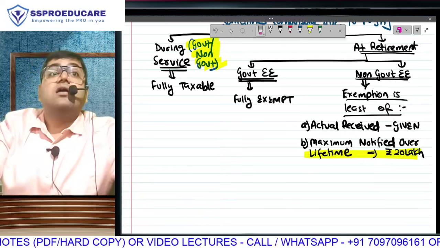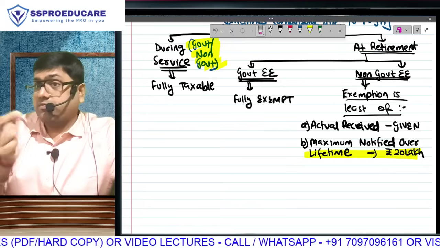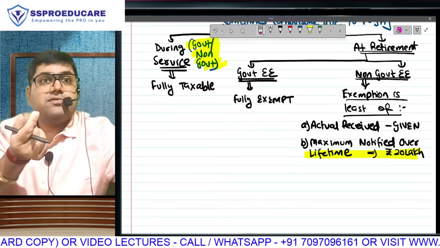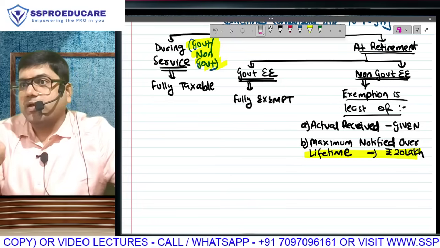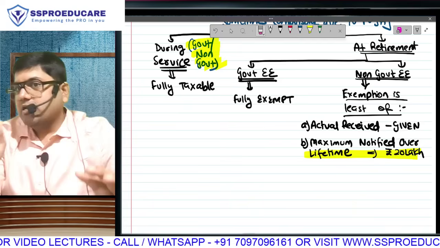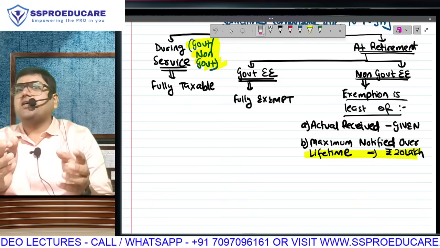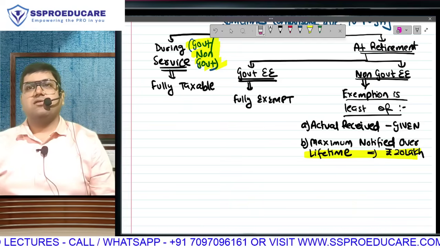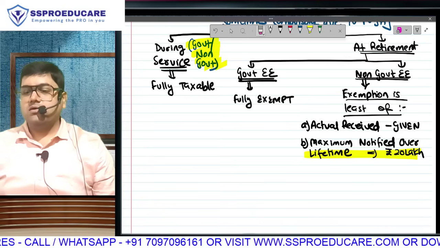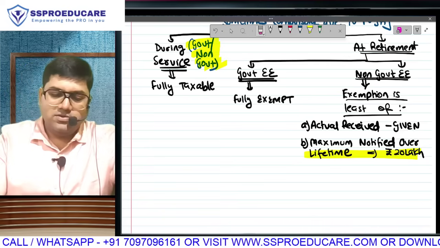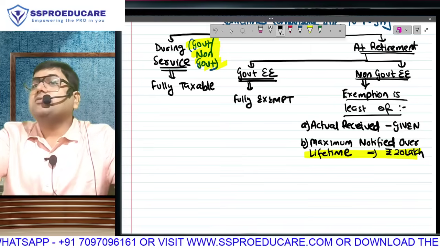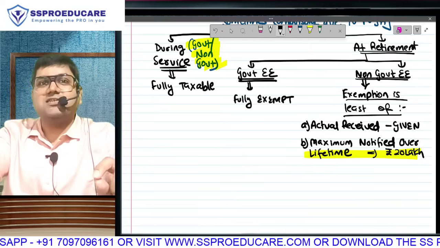I say it again. If you first join government and take exemption, no limit, then you go to private, it will be reduced from your balance. But if you first go to private, there is maximum 20 lakh ka exemption, lifetime ka. Exhaust your balance, now go to government. You can still take full exemption because now there is no criteria. Clear hua everyone? So ladies and gentlemen, actual received, maximum notified over lifetime ka meaning is understood.